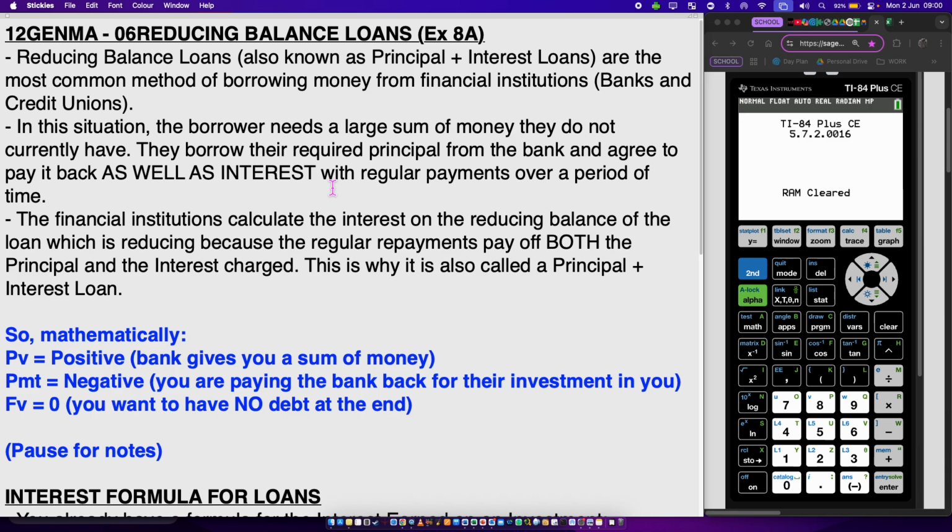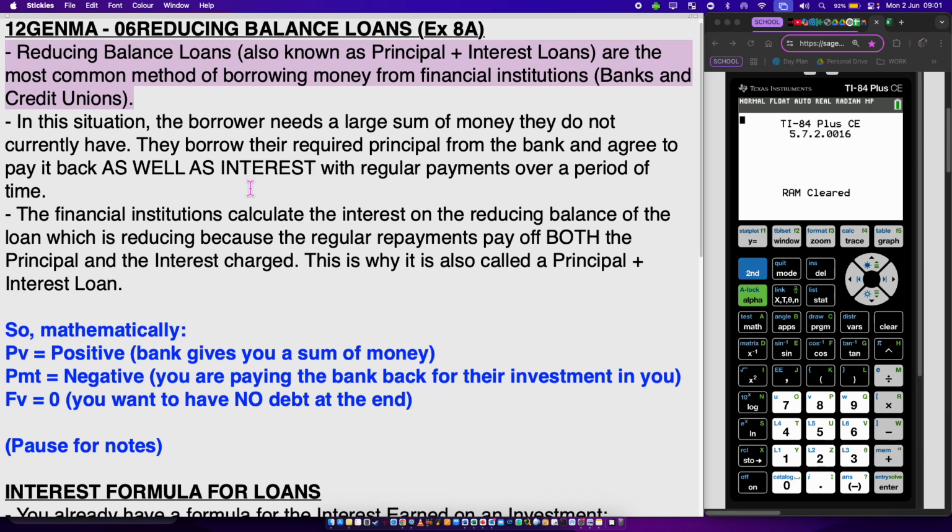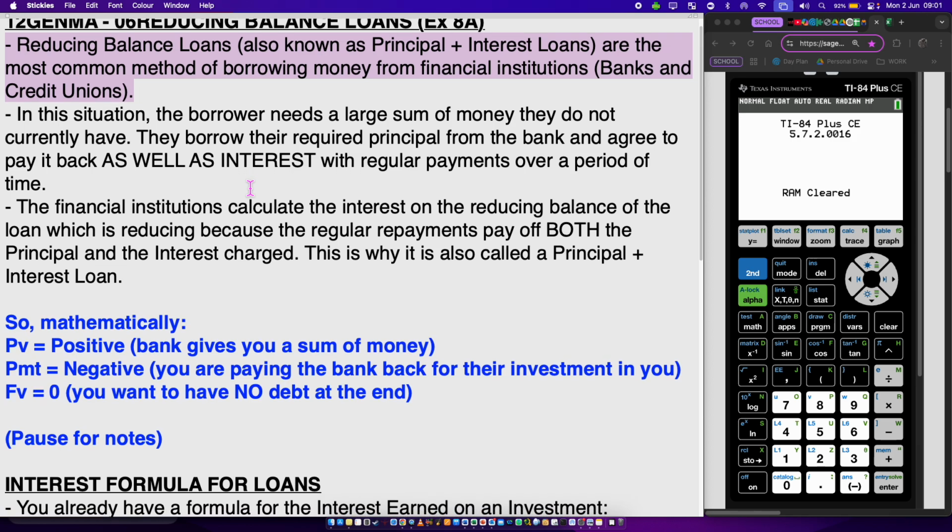Before we were talking about investments. You put money in the bank and it grew. The second half of this topic is about getting money from the bank and paying it off little by little with a loan. So the first thing is the idea of a reducing balance loan. It's also known as a principal and interest loan. They're the most common method of borrowing money from financial institutions like banks and credit unions.